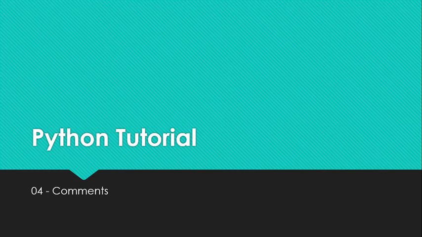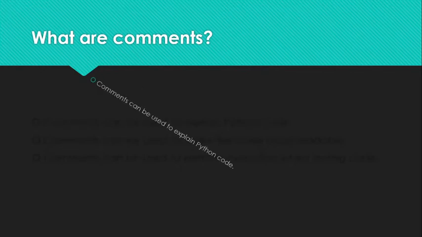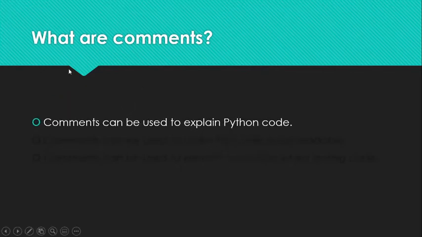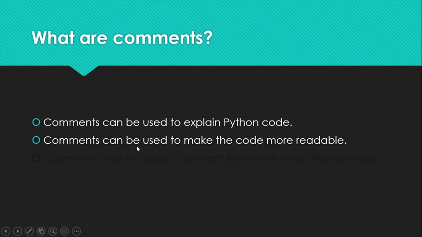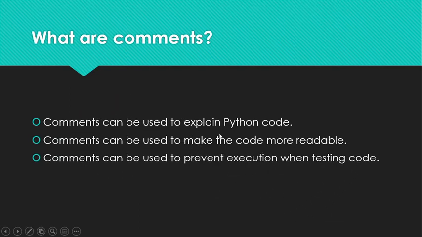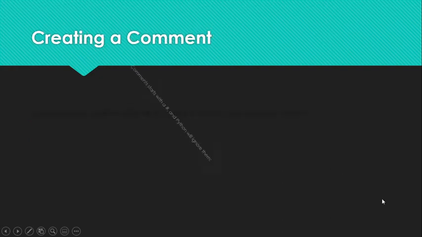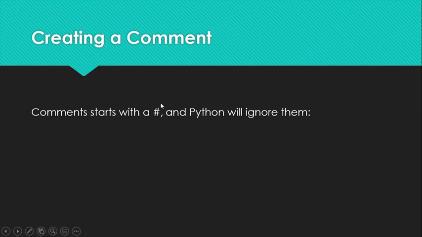In this tutorial we're going to be learning about comments. So, what are comments? Comments can be used to explain Python code. Comments can be used to make the code more readable. Comments can be used to prevent execution when testing code. A comment starts with the hashtag and Python will ignore it.